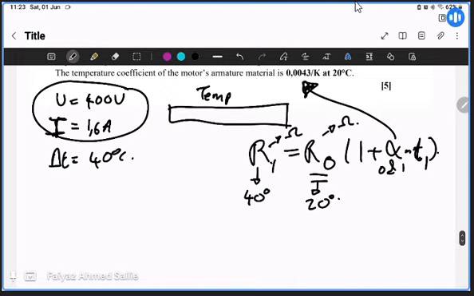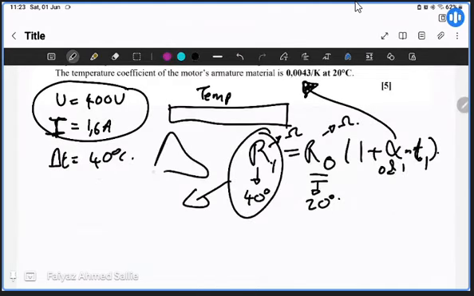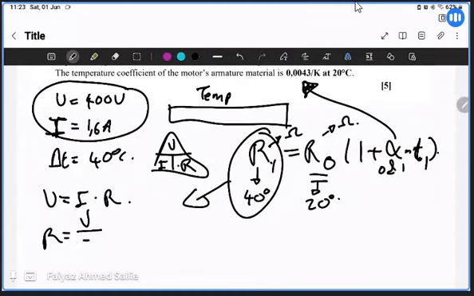So first we need to find the resistor. We know from the triangle that voltage is equal to current times resistor. So resistor is going to be equal to voltage divided by current, which is 400 volts over the current of 1.6 amps.